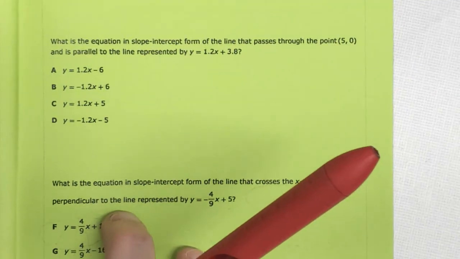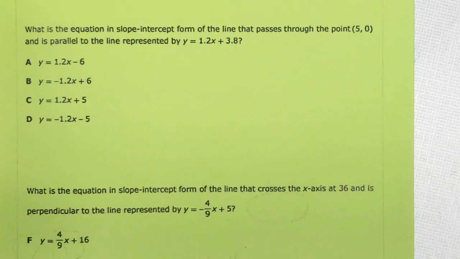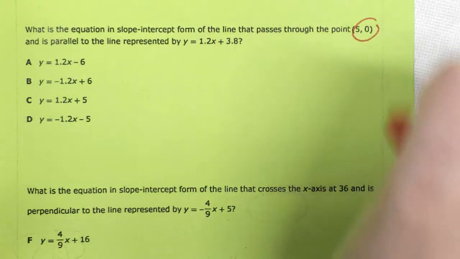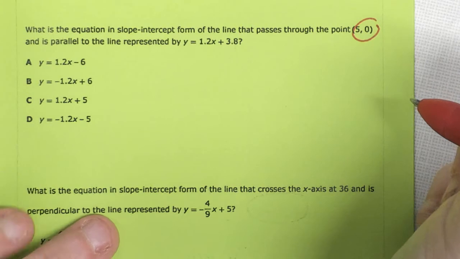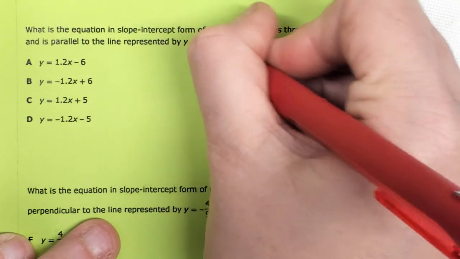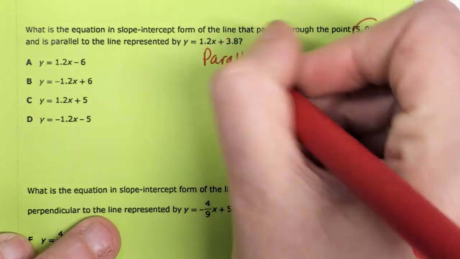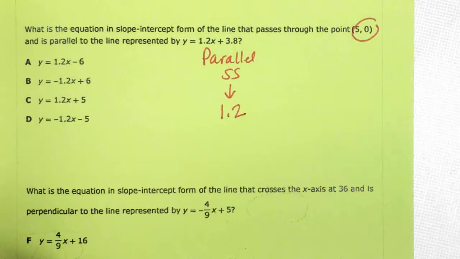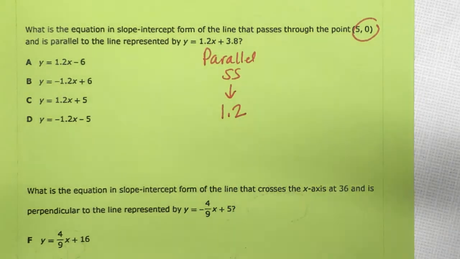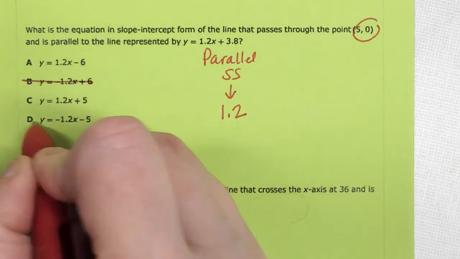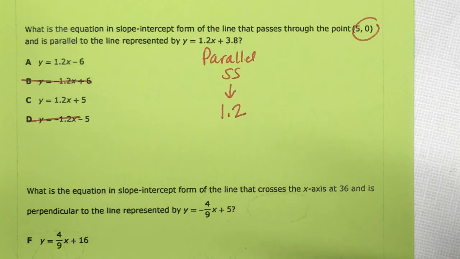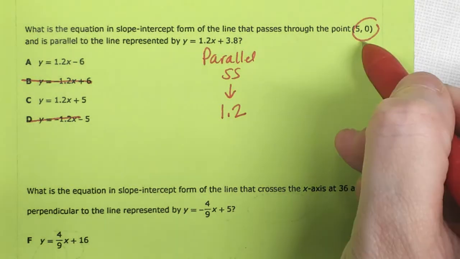So this is the first one that we see. It says, what is the equation in slope-intercept form of the line that passes through the point (5, 0) and is parallel to the line represented by 1.2x plus 3.8? So parallel means what? Means same slope. So I'm literally going to write down the slope. It's 1.2. I'm writing it down because I want to make sure that I know what I'm looking for. And then I can eliminate B and D. You can usually eliminate two choices right away.